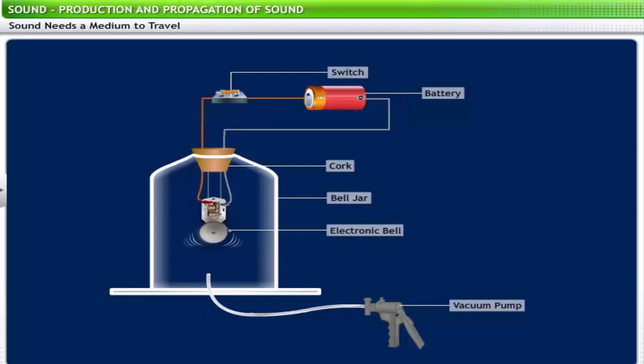Now suck out all the air from the bell jar using a vacuum pump. You will notice that as the air is being sucked out, the sound of the bell starts getting feebler. In fact, the sound of the bell is not audible at all once all the air in the bell jar is sucked out. That's because absence of air has created a vacuum inside the jar, meaning there is no medium in the jar now. This confirms that sound needs a medium to propagate.